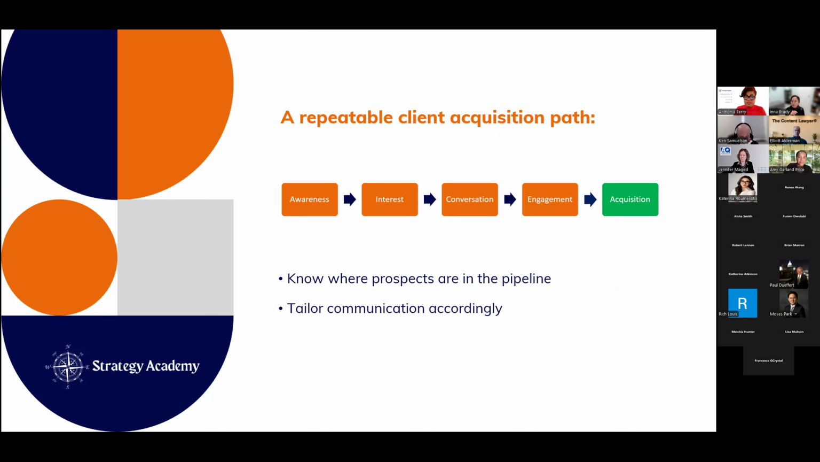Key tip here is to tailor your communication accordingly, depending on where the client is in this path, because where somebody else is at the awareness level, the communication that you have with them is going to be different from somebody that you have worked up a conversation with. So just be careful in how you tailor your communication so that you appear to know exactly where they are in the process and how strong or developed your relationship is with that prospect.